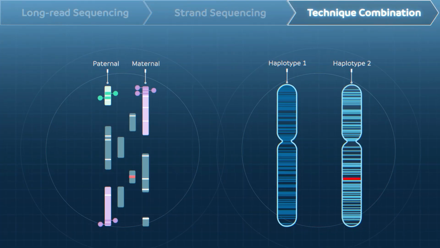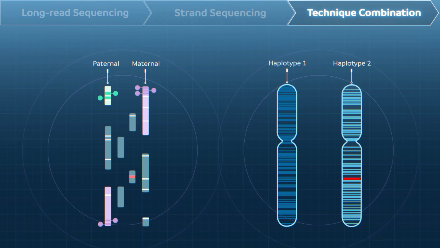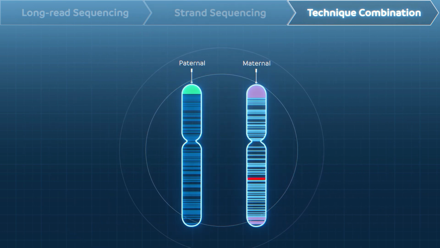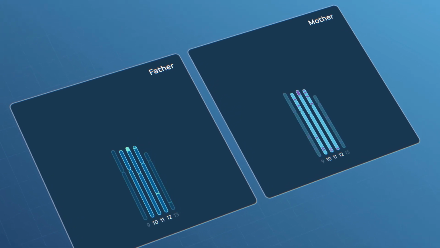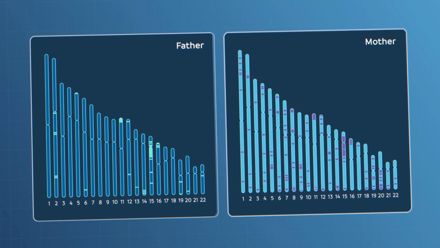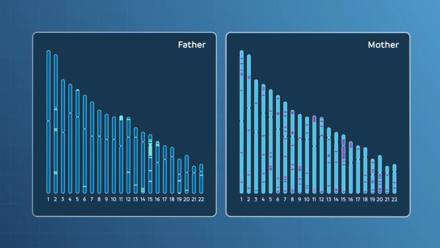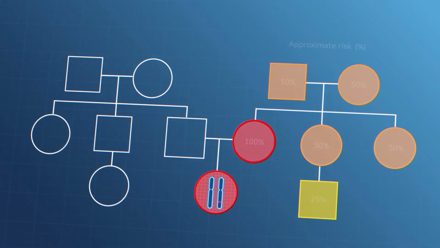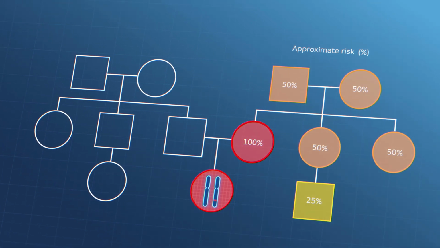By combining parent of origin information from methylation patterns obtained through long-read sequencing with the haplotype details obtained with strand-seq, we can accurately determine the parental origin of each DNA segment. This combined approach allows us to map out the inheritance patterns from both parents across all chromosomes, giving a clear picture of how traits are passed down through the family and which side is at risk of carrying the pathogenic variant.